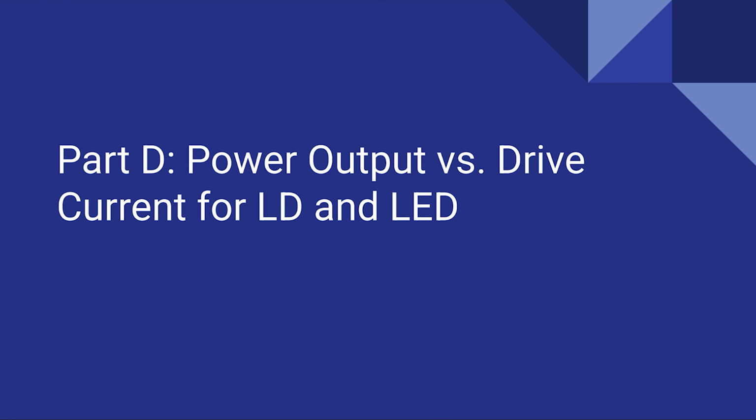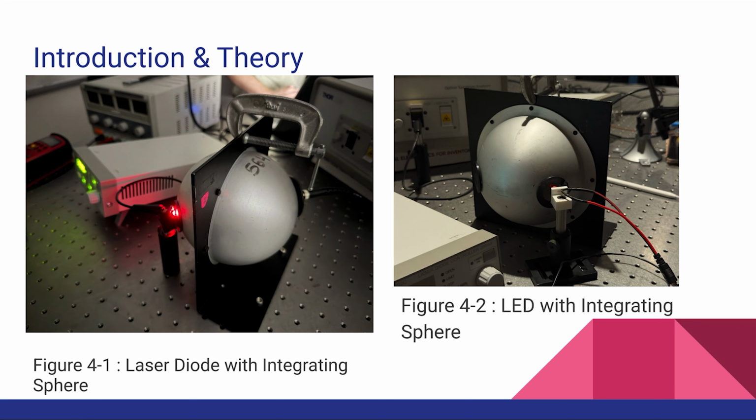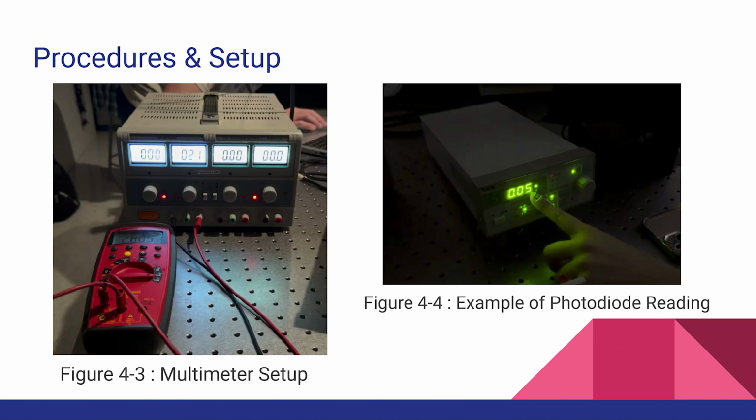This is Part D, power output versus drive current for a laser diode and LED. In this experiment, we study how optical power changes with the drive current for an LED and a laser diode. The setup used a DC power supply or laser diode driver connected through a multimeter to measure current, with an integrating sphere and photodiode amplifier to measure output power while blocking straight light.